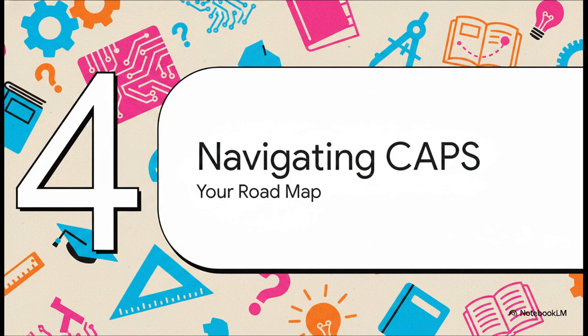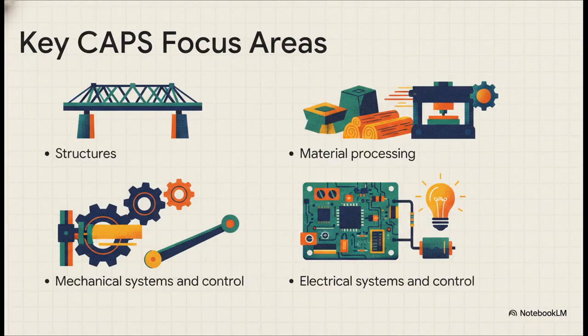Right, let's move on to the rulebook. Navigating the CAPS document, which is basically your ultimate roadmap for all of this. The CAPS document dictates exactly what content you need to cover. Your 5-minute presentation is going to need to zero in on one of the 4 core areas: structures, material processing, mechanical systems and control, or electrical systems and control. These 4 strands are mandatory every single year in the senior phase. A quick tip for your assignment: you might want to just do a snappy lesson introducing a fun concept within structures, for example. Keep it super focused.